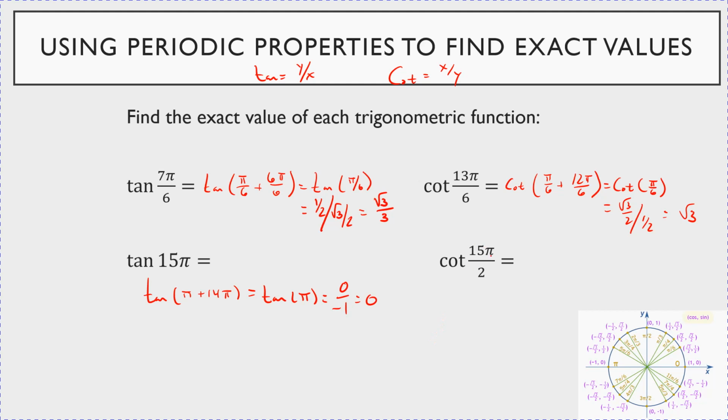And then this one here, the way I would do this is this would be cotangent of pi over 2 plus 14 pi over 2, which is 7 pi. So that just means this is cotangent of pi over 2. Well, here, pi over 2, it's x divided by y, 0 divided by 1, which is 0.